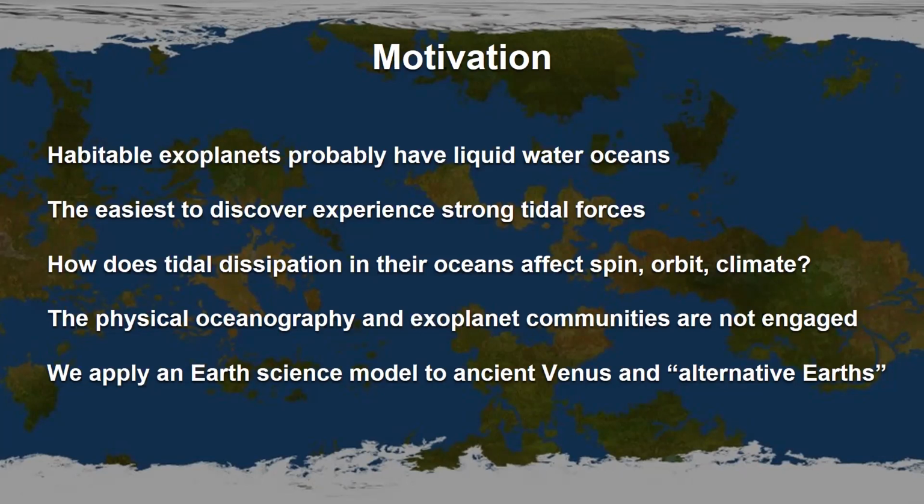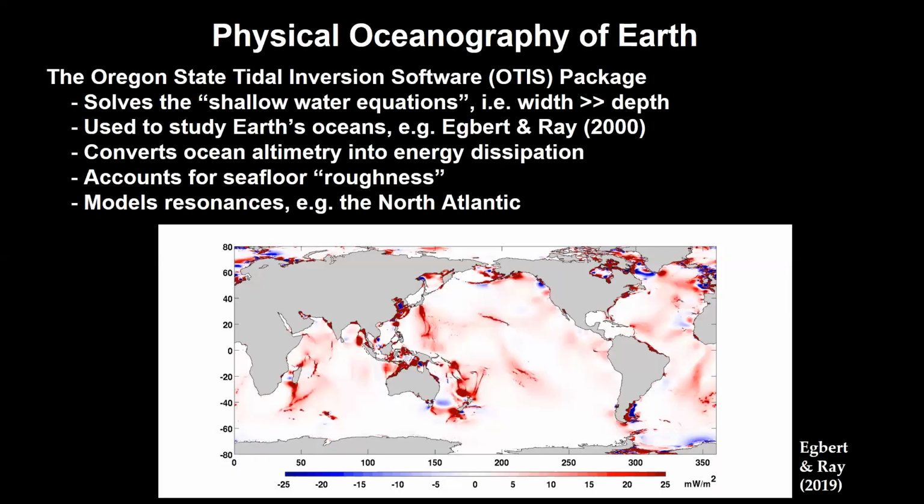And in particular, what we did was we looked at a putative ancient Venusian ocean and looked at what the effects might have been like on it, as well as alternative modern Earths. I'll describe that in a little bit more detail in a minute. Before I get to the results, I just want to describe the model that we used.